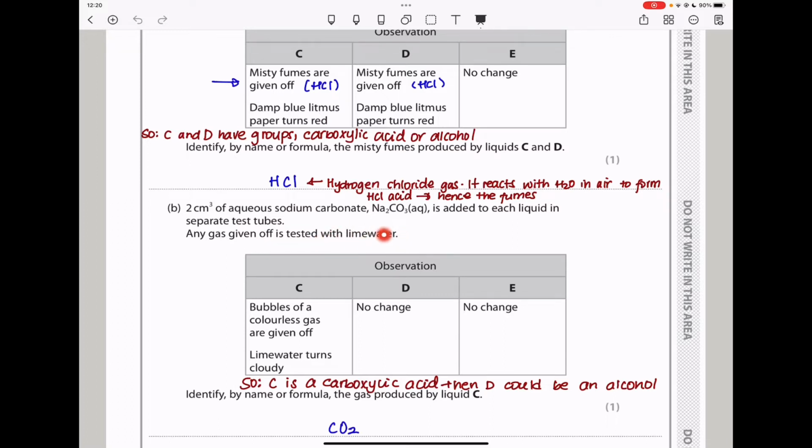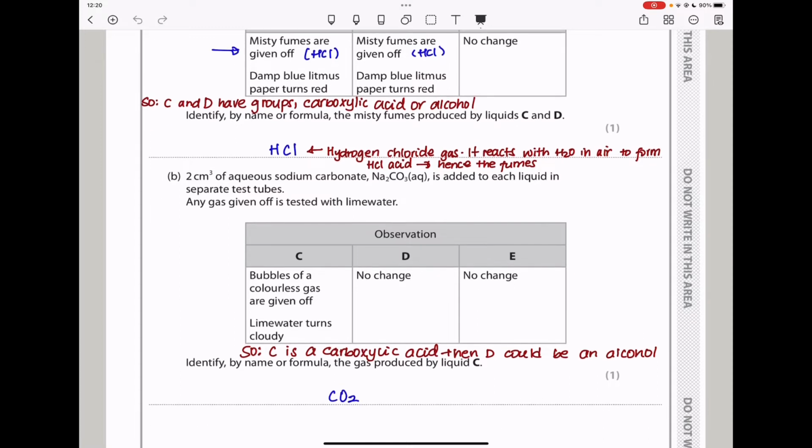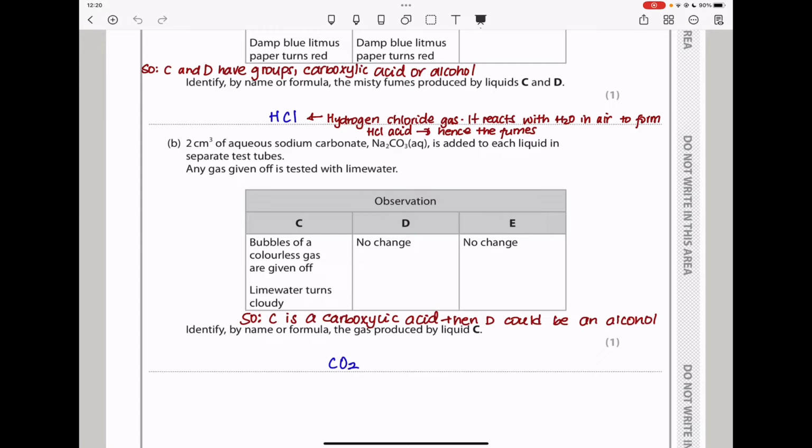When we test a gas with lime water, if the lime water turns milky or cloudy, the gas we are testing for is carbon dioxide. And we also need to know that sodium carbonate is used to test for presence of a carboxylic acid group.